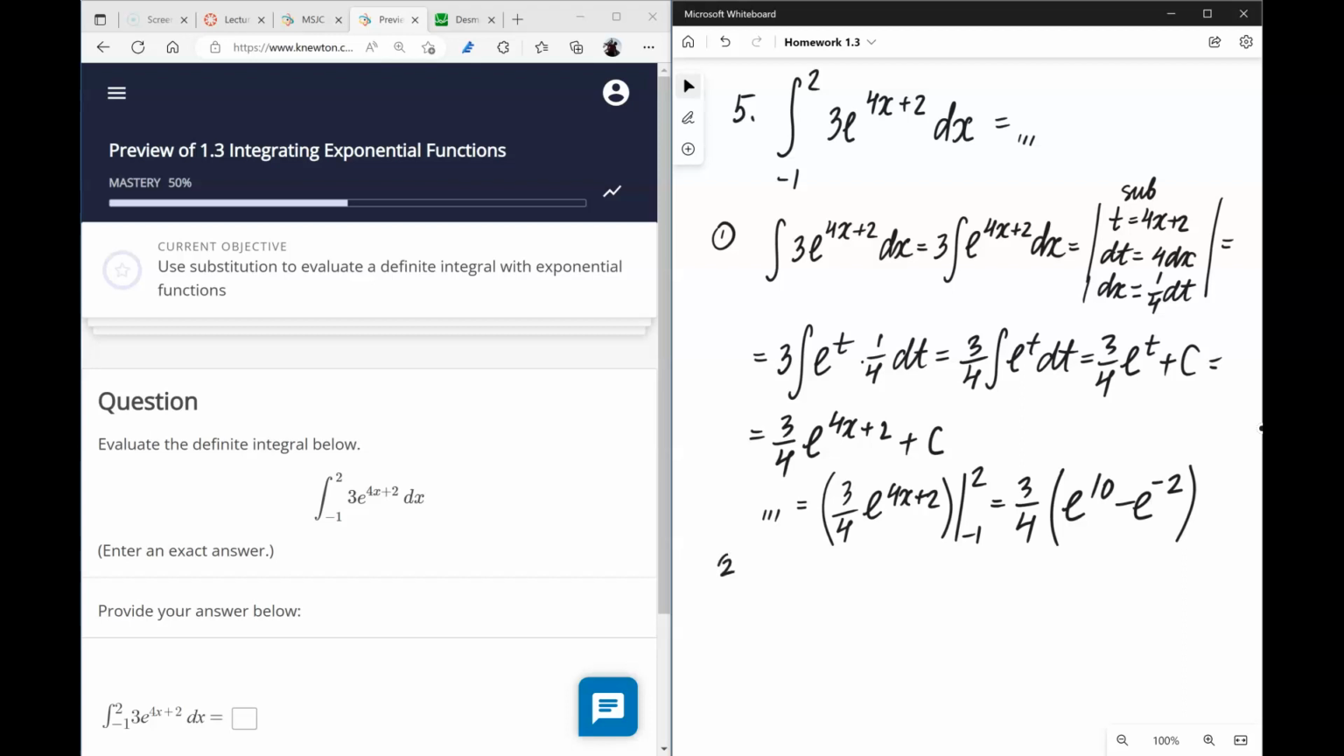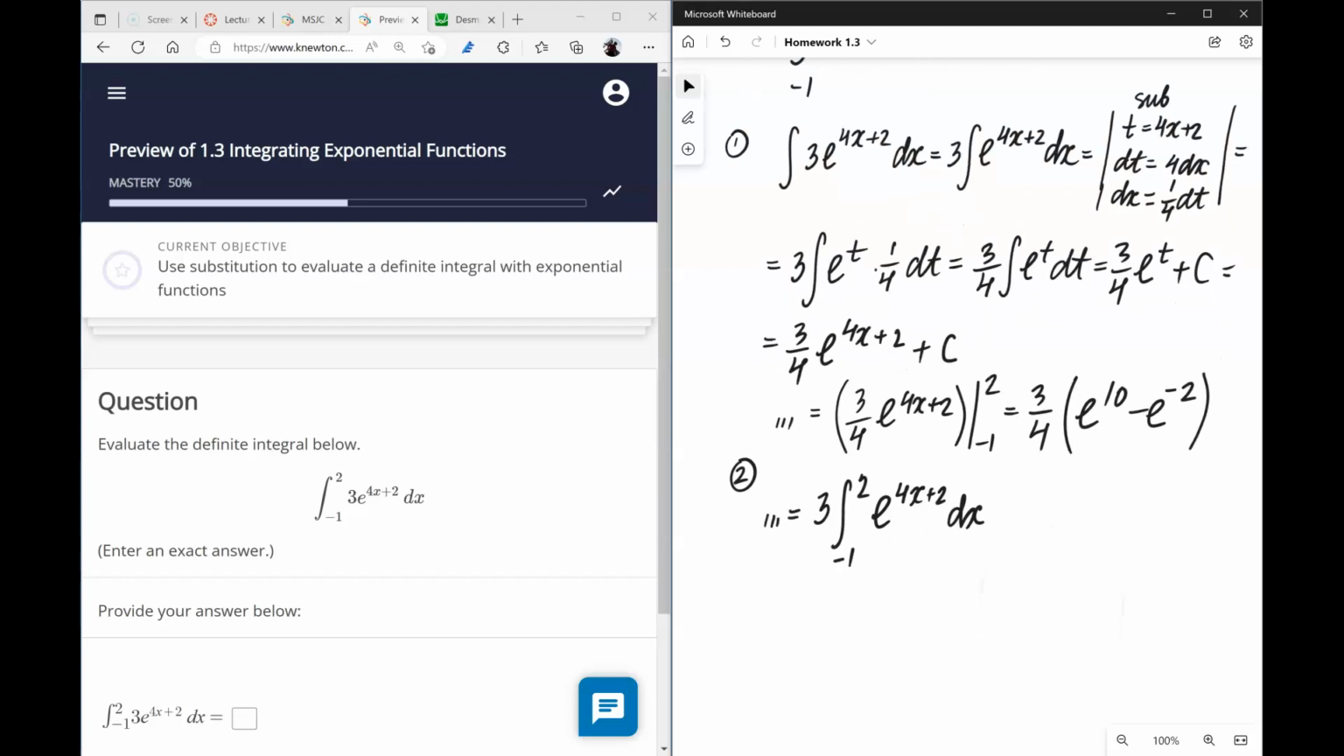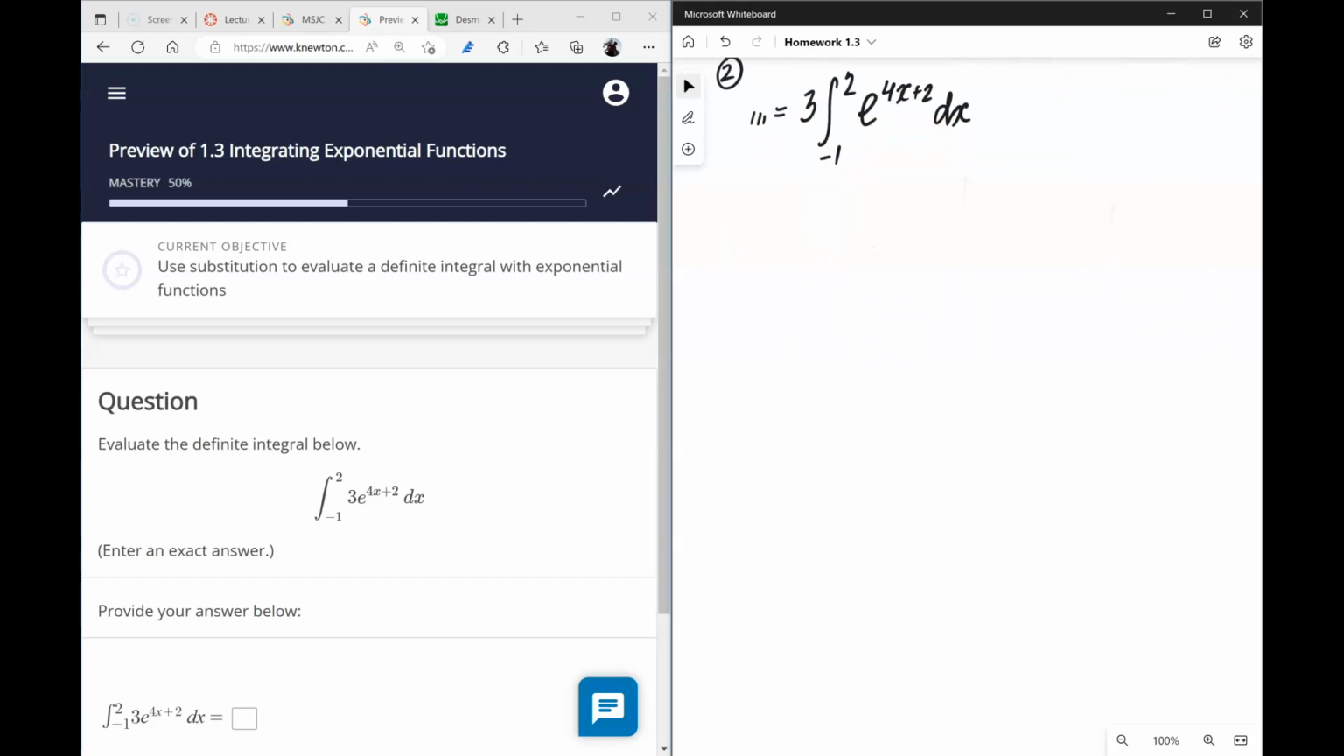Now, alternatively, what I could have done is continue writing the solution like this. So we have 3 integral from -1 to 2 e to the power 4x plus 2 dx. And here I'm going to give myself more room. And now I'm going to do substitution. So the substitution is the same, so nothing changes here. It's just how we write the answer. The order in which we write the solution changes a bit, but the solution itself is the same.